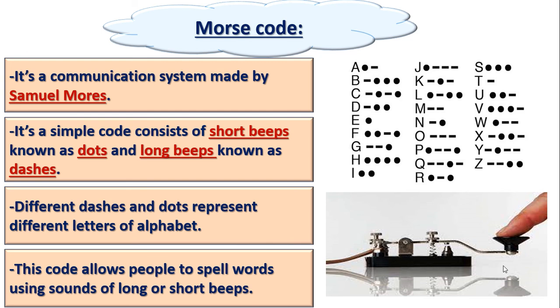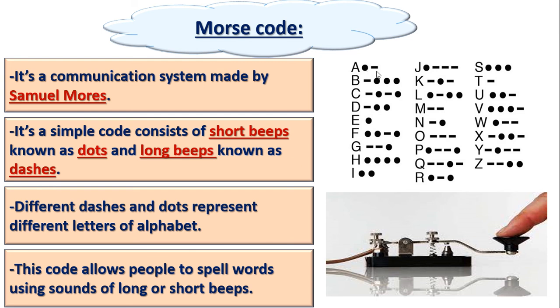The short peep is called a dot, like that. And the long peep is called a dash. Short peeps, dots. Long peeps, dashes. Okay, why do we use these dots and dashes?